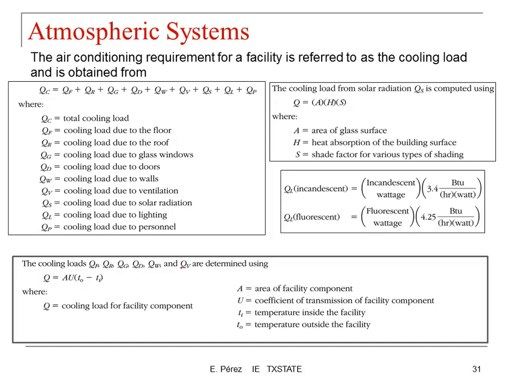So we have the same type of equation for QF, QR, QG, QD, and QW up to here. But to compute the QS, which is the one due to solar, we have these two components. Actually, this one right here, and then for QL, we have this equation, and for QRL, for the lighting, we have another expression. So what we're going to do next is we're going to start working with these two things.